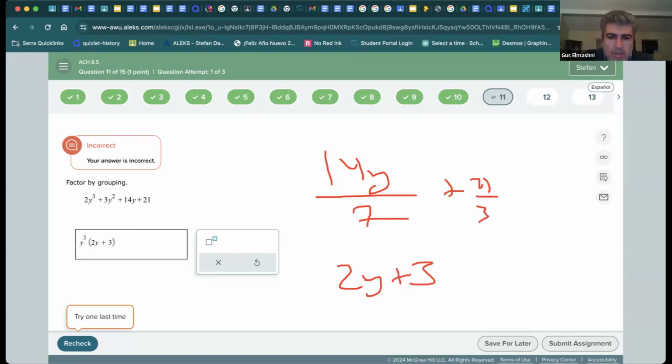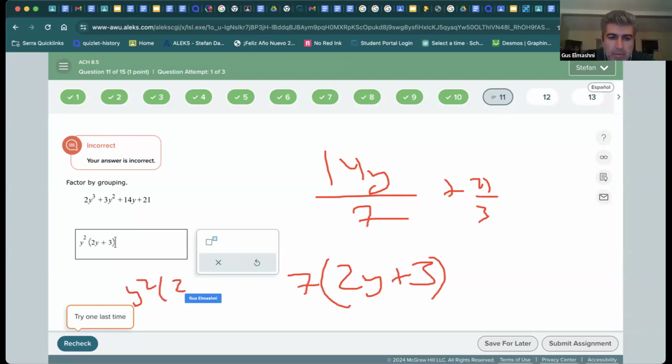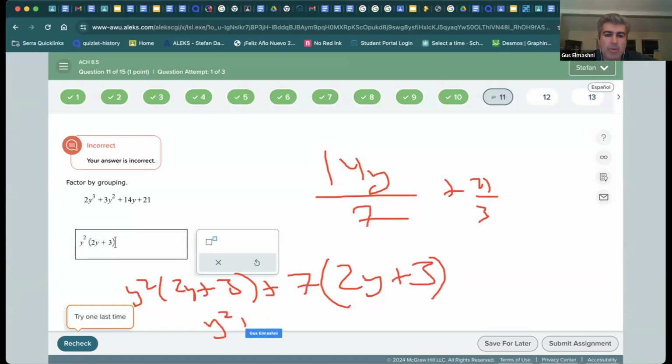Hold on. Wait one sec. So you took out a 7 from that, right? And you took out a Y squared from the other group. Yeah, there you go. Took out Y squared from the first group, took out 7 from the second group. That's a plus, right? That's Y squared plus 7 times 2Y plus 3.